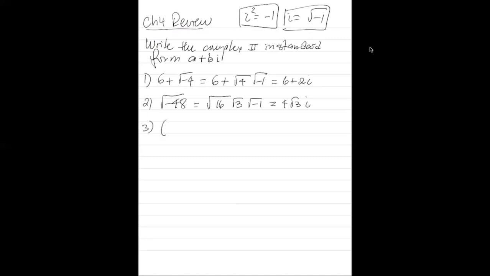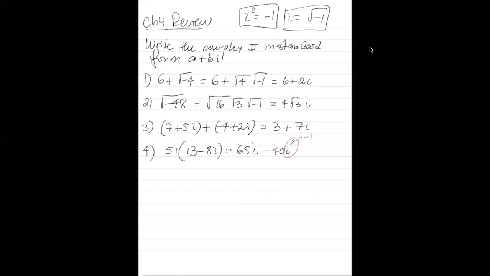Number 3, we're going to perform this operation, 7 plus 5i plus negative 4 plus 2i. The real parts: 7 minus 4, 3. The imaginary part, 7i. Number 4, 5i times 13 minus 8i. We multiply 5 times 13, 65i minus 40i squared. Now we know i squared is negative 1, so that's equal to 65i plus 40, and 40 plus 65i. This is the standard form.